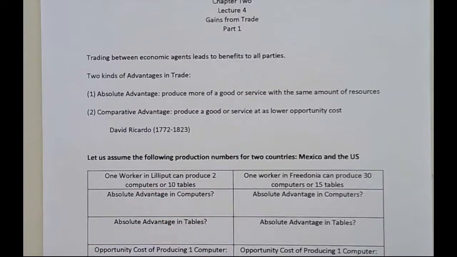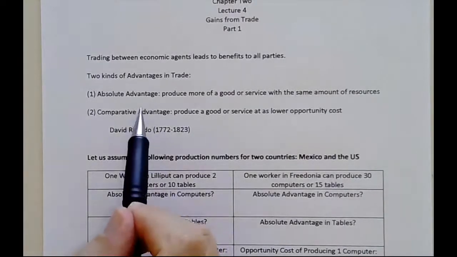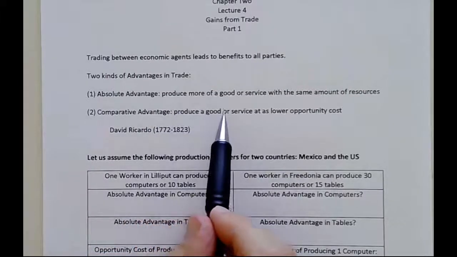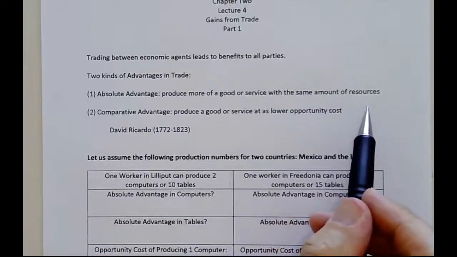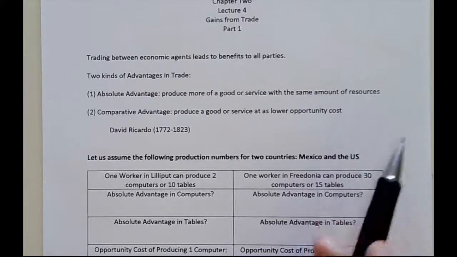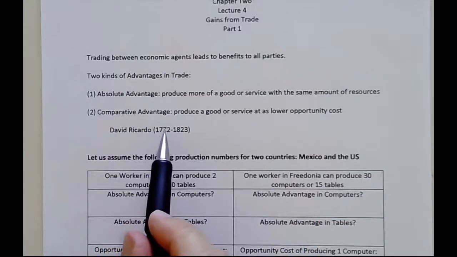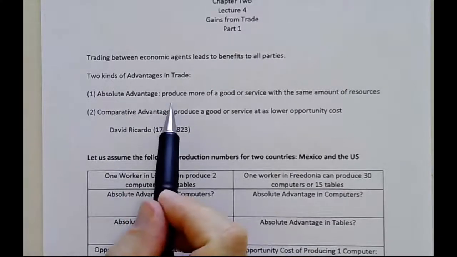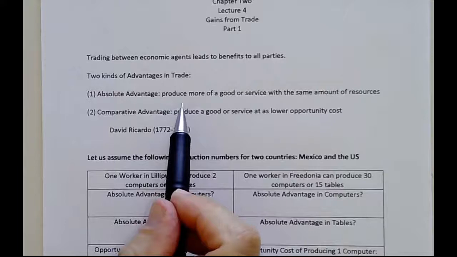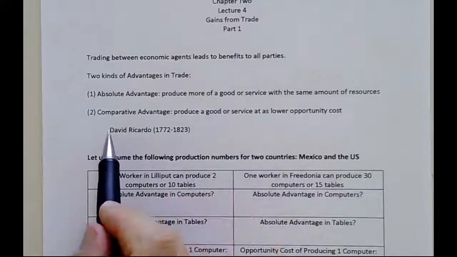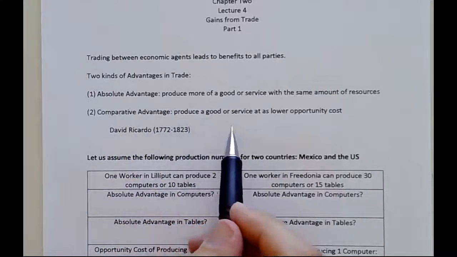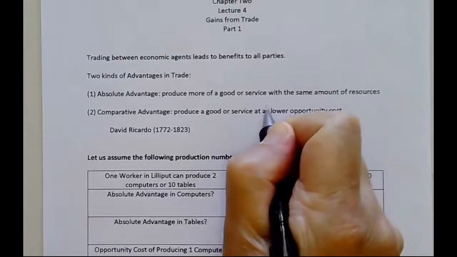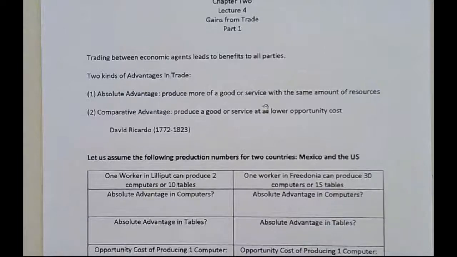So, 2 terms to know for this class. One is absolute advantage. I expect you to know what this term is, and it means you produce more of a good or service with the same amount of resources. We're simply going to look at absolute advantage, figure out who has it, and then not use it any further because this does not determine the benefits of trade. With comparative advantage, it means you can produce a good or service at a lower opportunity cost.